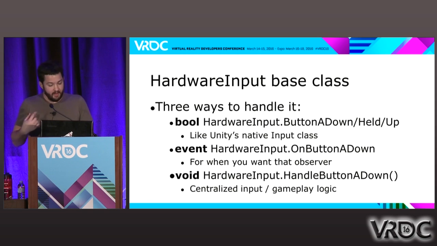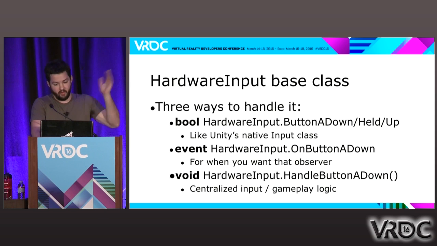And then I have an event-based system for if I just want to listen for that event to fire, where I say just wait for button A to be pressed without having to do that in an update loop. And then just a centralized static void where I can put all of the gameplay code or all the input handling code into this one function in HardwareInput. So it just kind of depends on what works for the case that you're working in.